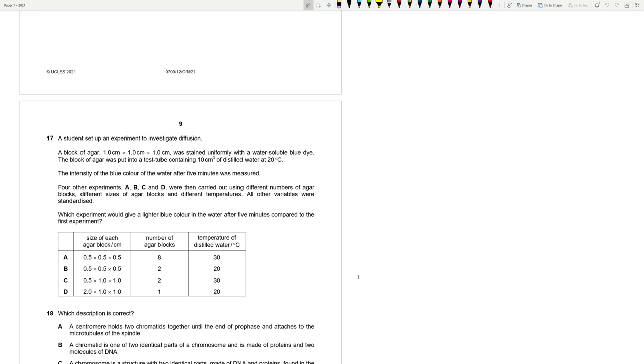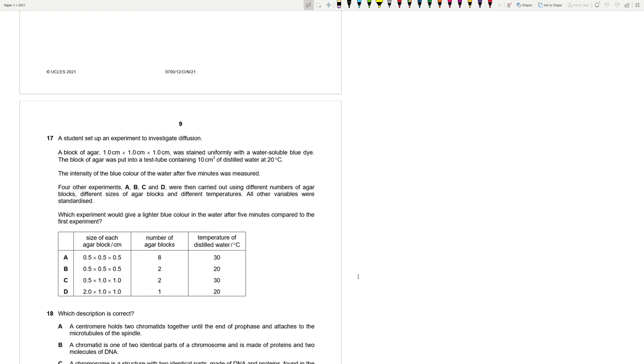right? 4 experiments A, B, C, D were then carried out using different numbers of agar blocks, different sizes of agar blocks, and different temperatures. All of the variables were standardized. Which experiment would give a lighter blue color in the water after 5 minutes compared to the first experiment? So we want a lighter blue color, not a deeper one. Lighter blue means less diffusion took place.